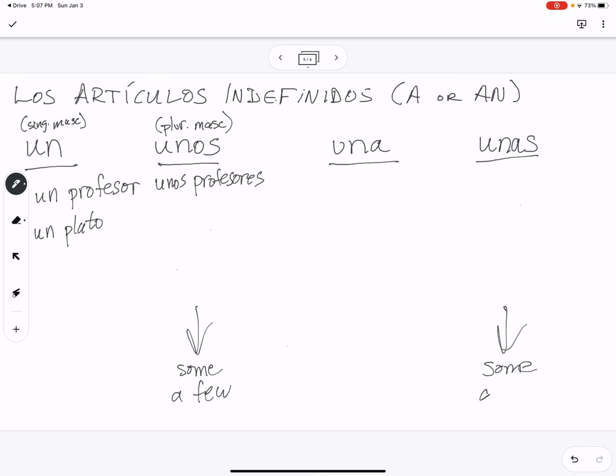So it's showing you that it's plural, but remember these are indefinite. I was walking to class the other day and I saw unos profesores talking in the hallway. I saw a few teachers talking in the hallway. I don't know, it could have been like 2 or 3 or 4. It's indefinite.